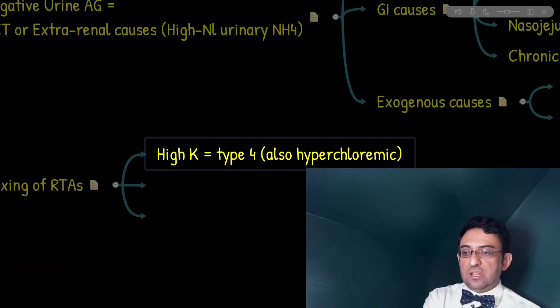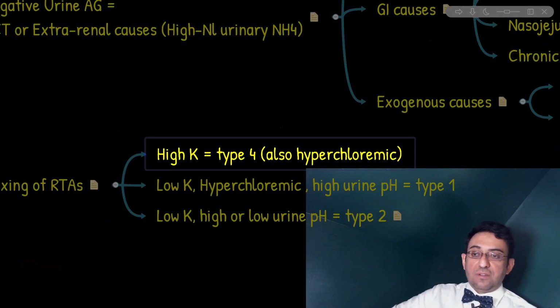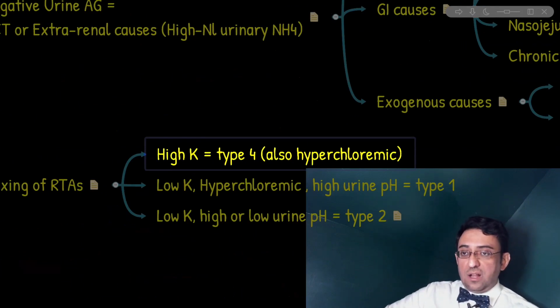So the challenge is to differentiate type 1 and 2 because both these types are hypokalemic. What's the best way to differentiate these two types? I want to draw your attention to the fact that urine pH is not the best way to differentiate them, even though most of the review resources say, oh, if it is type 1 or distal, you will have increased urine pH to values more than 5.5, and that's because H+ is not secreted into the lumen.